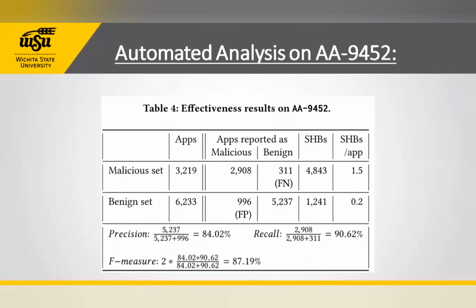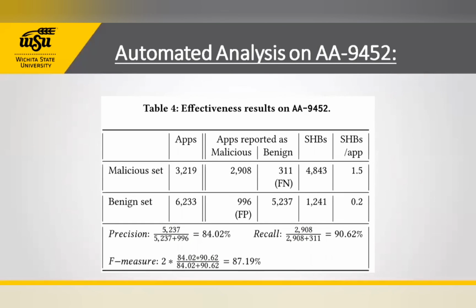Next is Table 4, which shows effectiveness results on AA9452. We now turn to discussing the largest set results shown in Table 4. Note that here the numbers in columns 2 to 4 indicate apps, but not the SHBs. 311 samples from the malware set, hence the recall value is 90.62%. The tool also reported 996 benign apps as having SHBs.